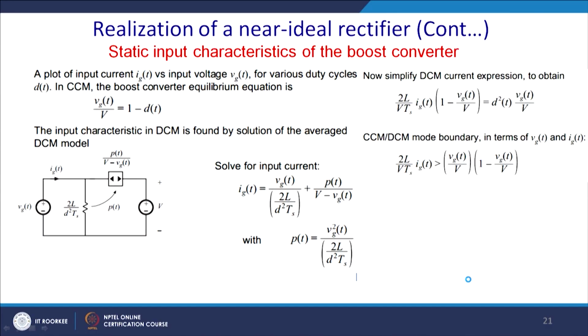Now, the static input characteristics of the boost converter. So, we can model this boost converter like this. We have a switch with an inductor, so that can be modeled as 2L by D square Ts. Ultimately, this will be the switching on and the switching off, this will be the power, and P(t) by V minus Vg is the current flowing into the system.